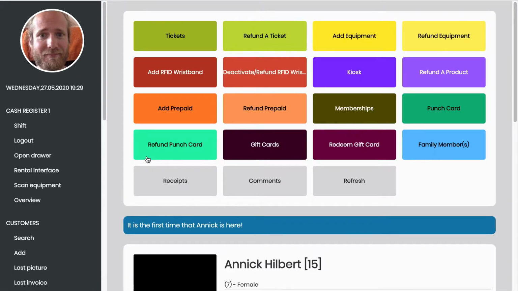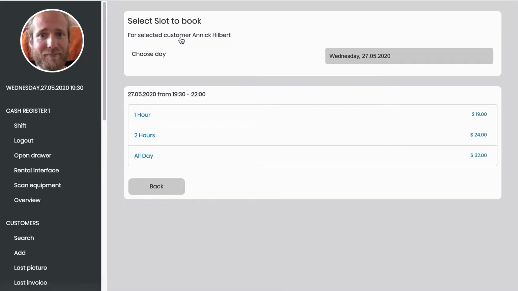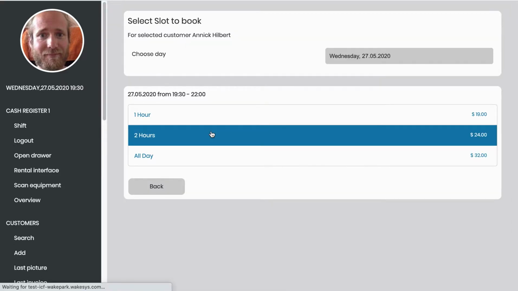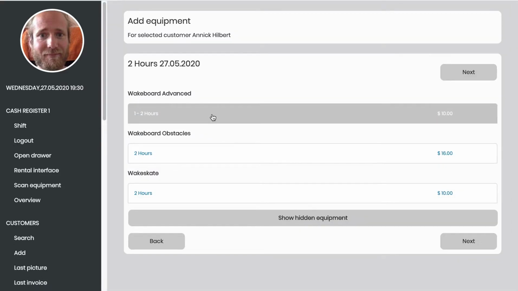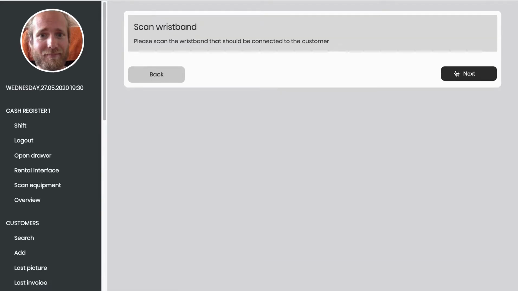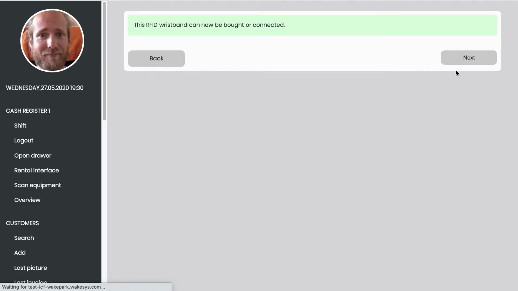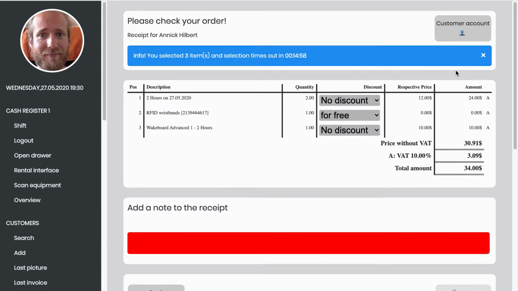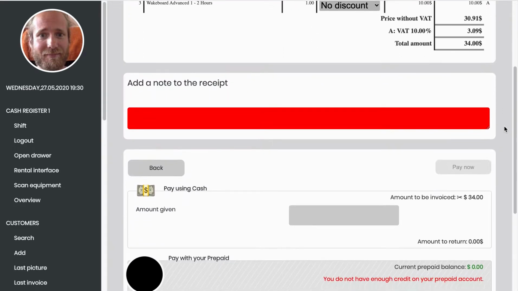And just like any other ticket you sell in the system, just go on tickets, then select the ticket you want to sell to the customer, any rental equipment, a wristband if the customer doesn't have one yet. So the process till here is exactly the same as any other process in the system. The difference now comes on the checkout page.